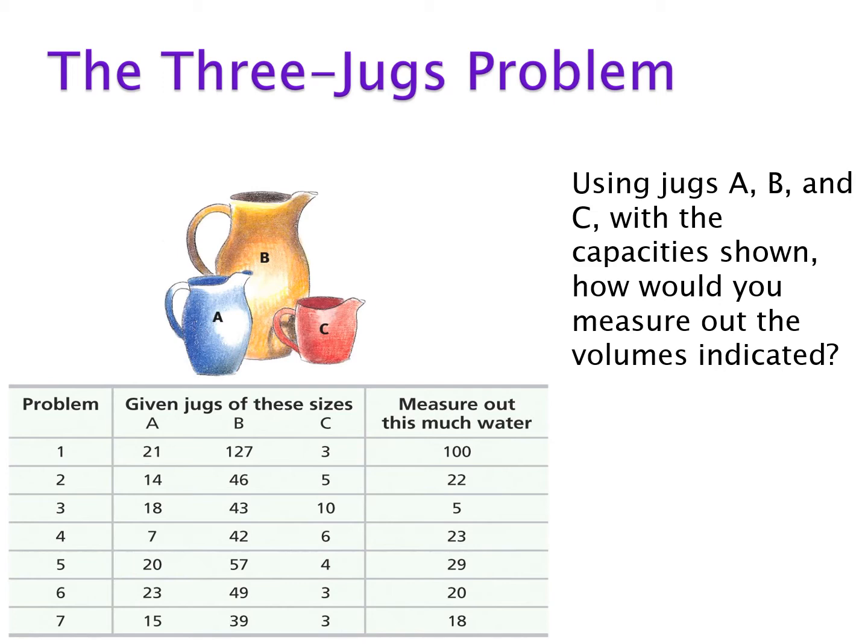So like problem number 1, jug A can hold 21 units, jug B can hold 127 units, jug C can hold 3 units. Based off those measurements, how would you get to 100 units, right? So the problem is you want to get to 100 units using these 3 jugs. How would you get there, right? And then there's 7 of these to do. So once again, if you want to try to figure it out, just pause the video and you can try to figure it out.